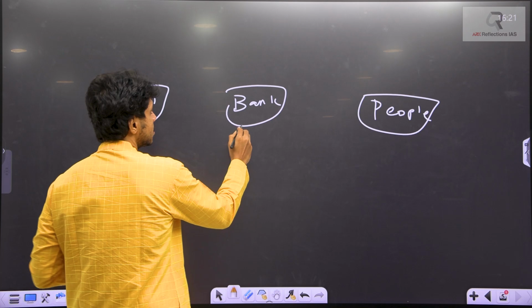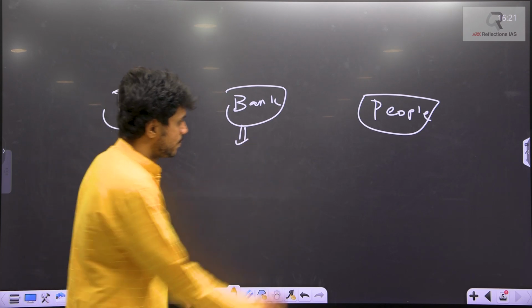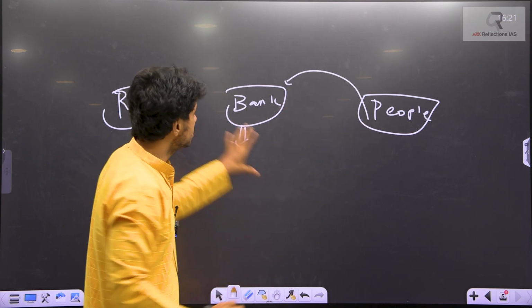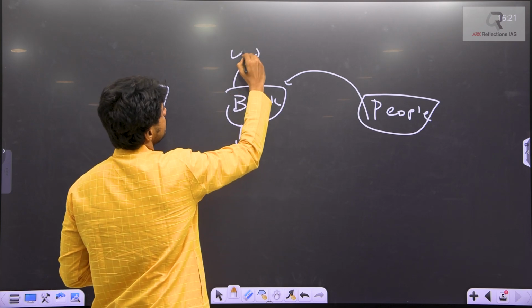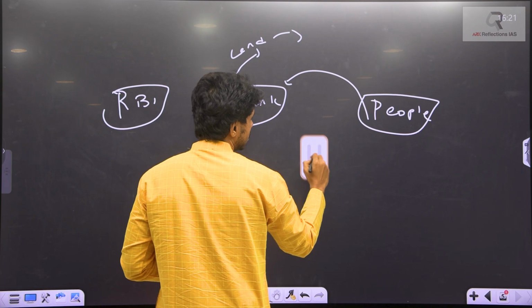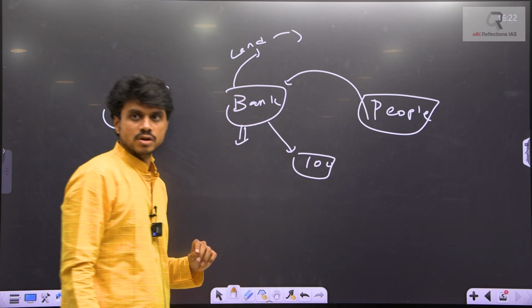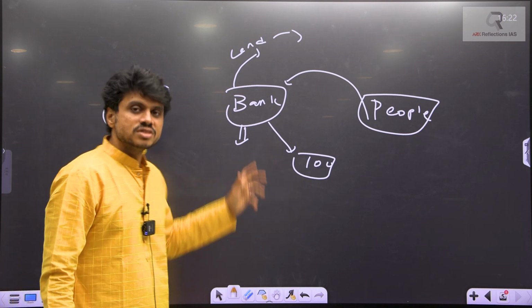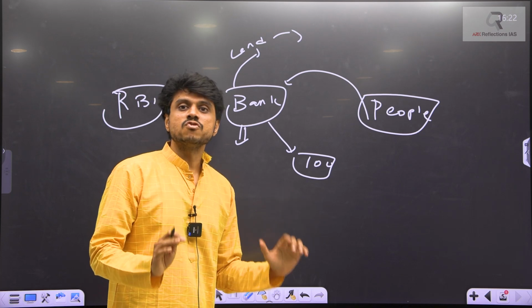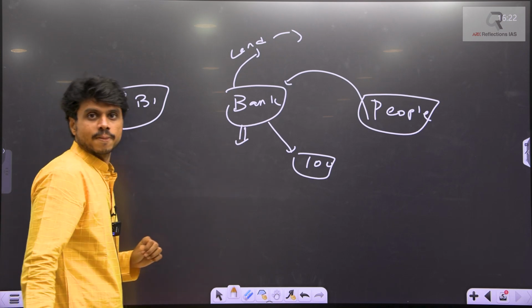So banks maintain deposits, okay, so people will come and invest or deposit with the banks. What do these banks do? They will lend to some other people. Suppose now you have deposited 100 rupees with the bank. Out of this 100 rupees, RBI will say, you keep some amount of money with RBI and some amount of money with yourself. Okay.